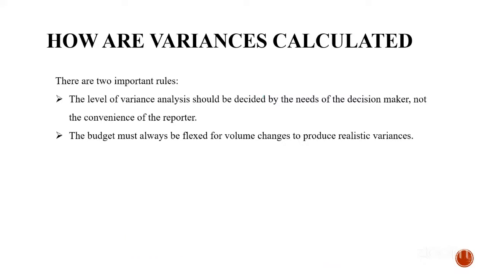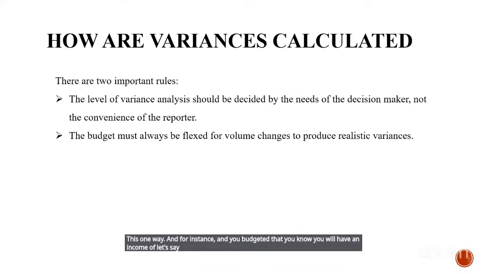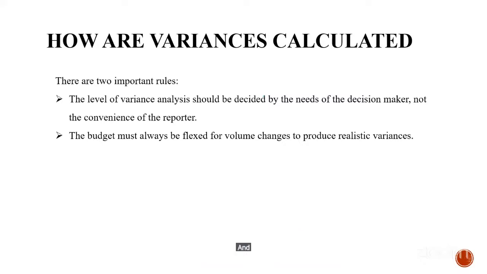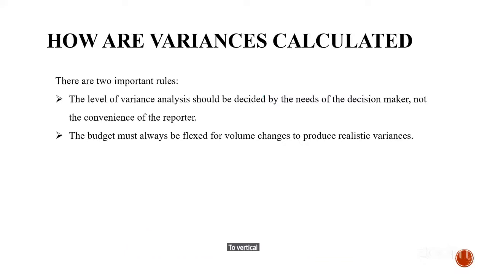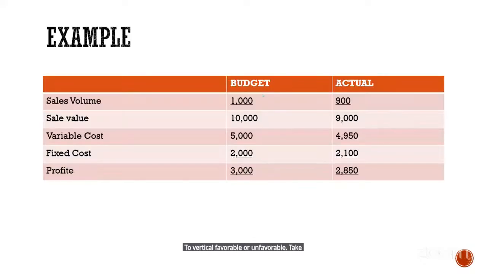This is one way. And for instance, you budgeted that you will have an income of, let's say, 200,000, and you got 250,000. That is also a variance. In this case, the variance is favorable because it adds more revenue into your coffers. So variance can be favorable or unfavorable. Take note.